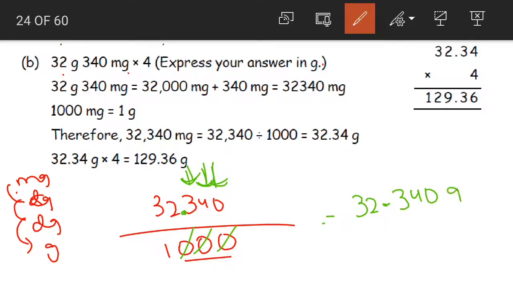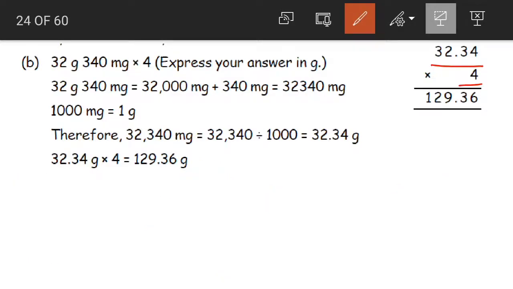32.340 grams. This was in milligrams. 32,340 was in milligrams. Upon dividing, it is now converted into grams. So is this our final answer again? No. We should multiply. We just do the normal multiplication. 32.34 multiplied by 4. We have to multiply the numbers normally.